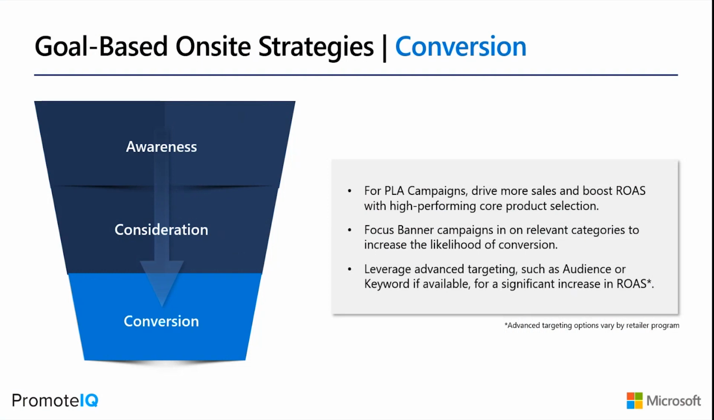Conversion. Drive more sales and boost ROAS by selecting products with strong click-through rate and high sales. Utilize your core products to drive higher return for your product listing ad campaigns. Focus display banner campaigns on relevant categories to increase the likelihood of conversion.